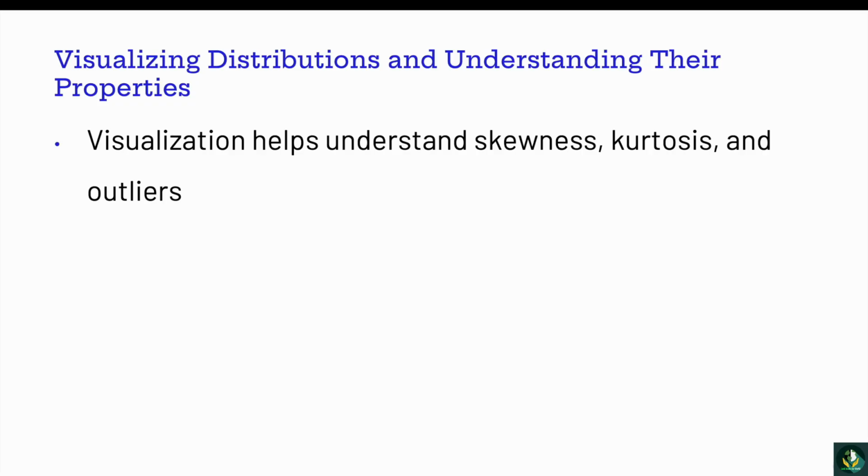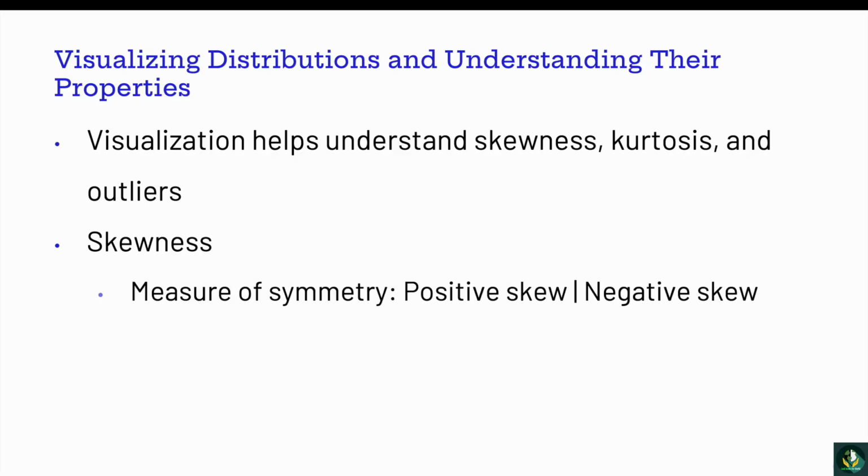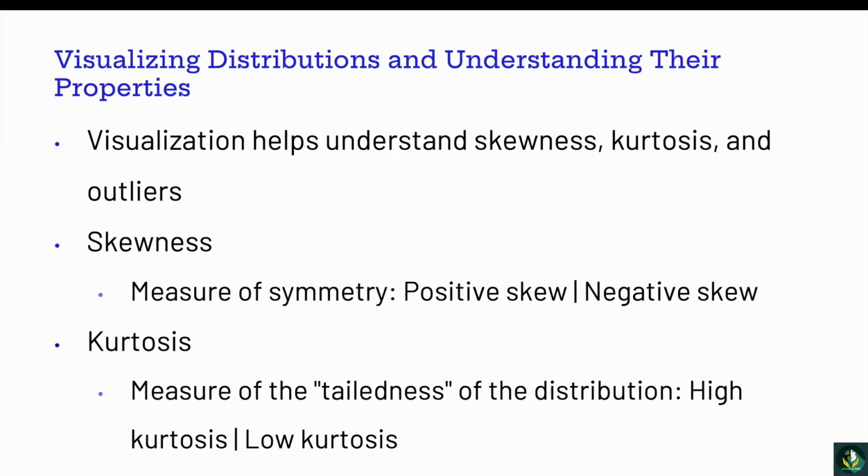Let's look at visualizing distributions and understanding their properties. Now, visualization helps understand skewness, kurtosis, and outliers. Skewness is the measure of symmetry. There's positive skew or negative skew. Positive skew is tail on the right, and negative skew is tail on the left. Kurtosis, on the other hand, is a measure of tailedness of the distribution. It has high kurtosis or low kurtosis. High kurtosis means more outliers, and low kurtosis symbolizes fewer outliers.